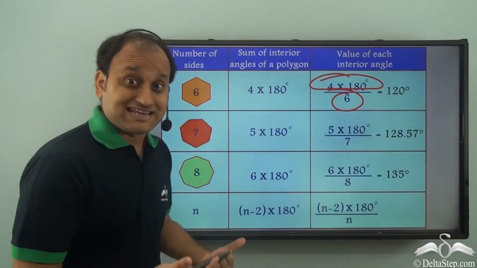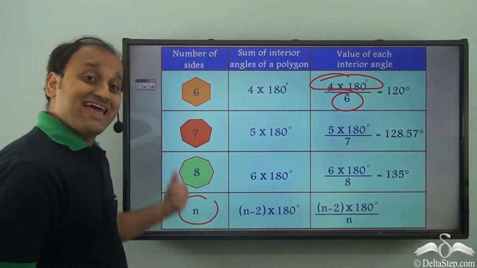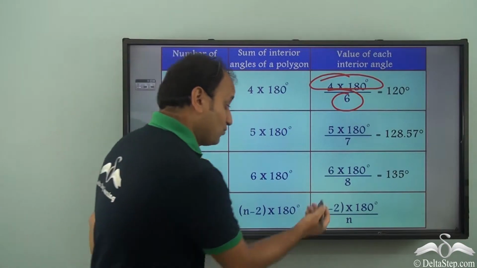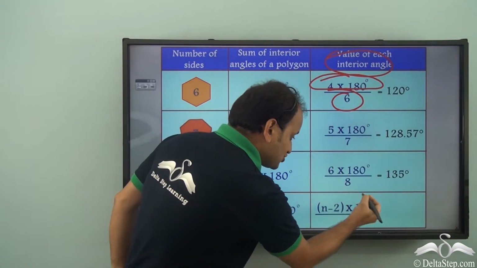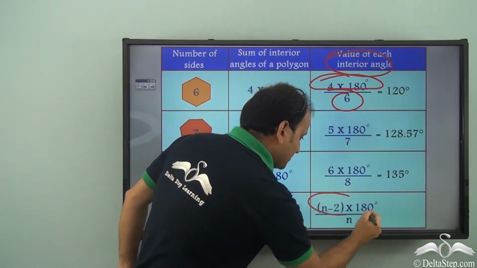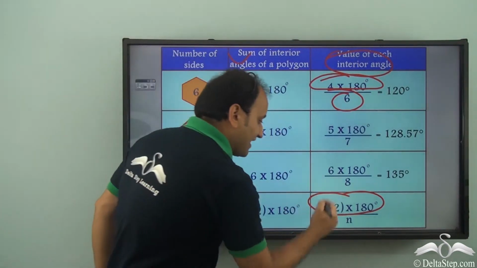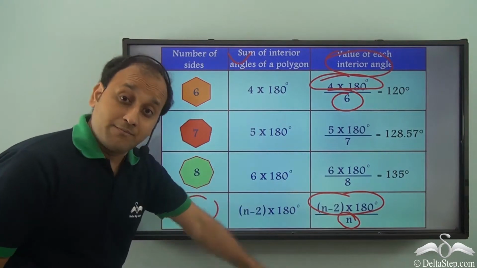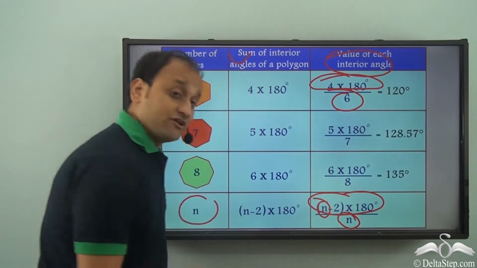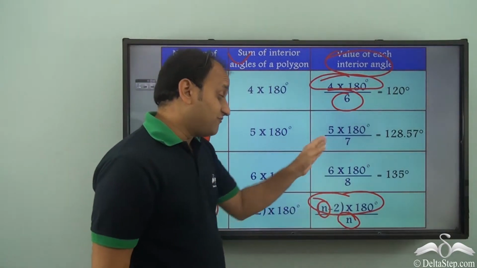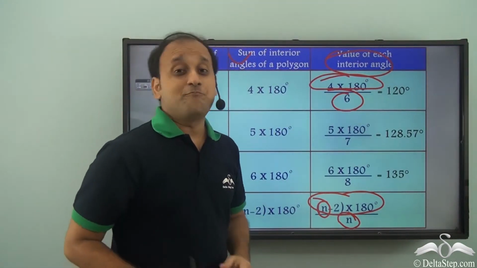And this formula stands true for any polygon. So if we have a polygon with n number of sides, then what will be the value of each interior angle? It will be (n minus 2) into 180, which is the formula for the sum of interior angles of a polygon, divided by n, that is, the number of sides of the regular polygon. So if you replace n with the number of sides of the polygon, you will get the value of each interior angle of that regular polygon.